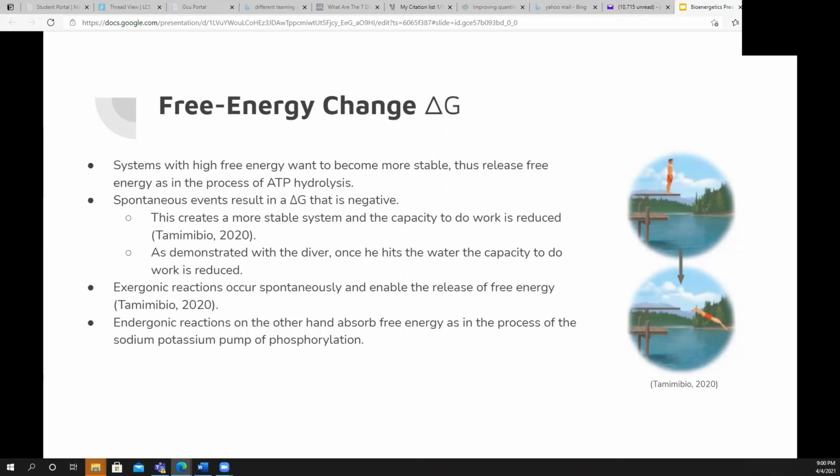Lastly, exergonic reactions occur spontaneously and enable the release of free energy. Endergonic reactions, on the other hand, absorb free energy, as in the process of the sodium-potassium pump in the process of phosphorylation.